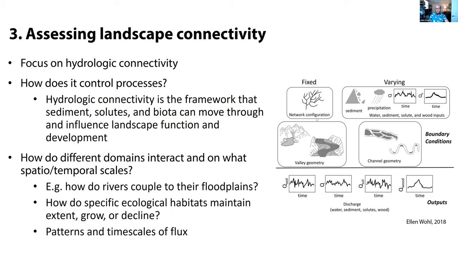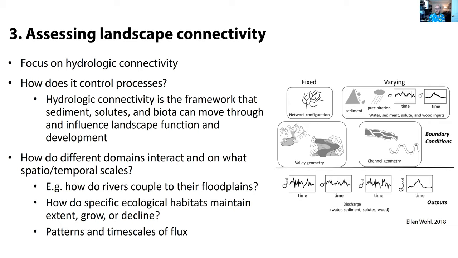What we do is focus on hydrologic connectivity and how hydrologic connectivity controls processes. In general terms, hydrologic connectivity is the framework through which sediments, solutes, and biota can move and influence, or be influenced by, landscape function and development. It's a really interesting question for a lot of different people: how do these different domains interact, and on what spatial and temporal scale? For instance, how does a river couple to a floodplain? How do different habitats grow or decay through time? What are the patterns of these changes?